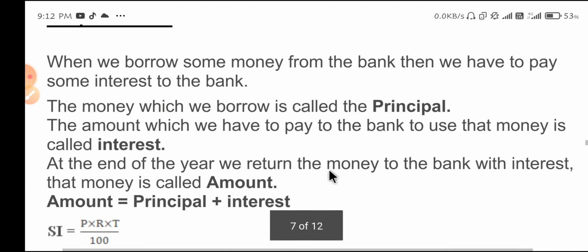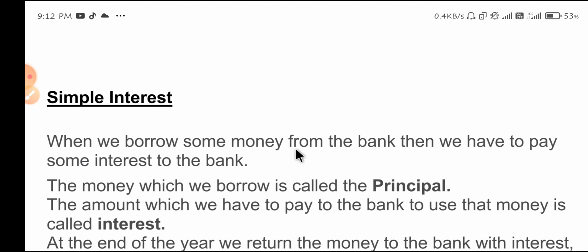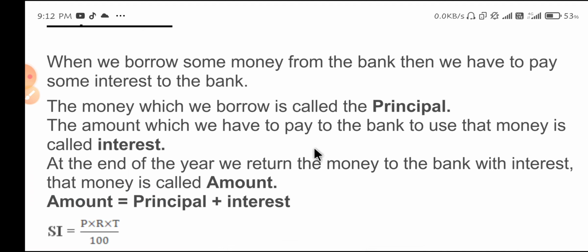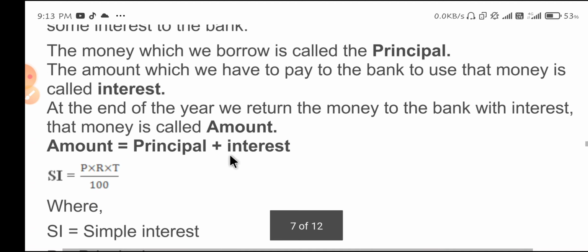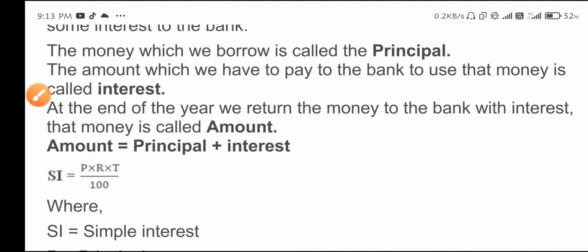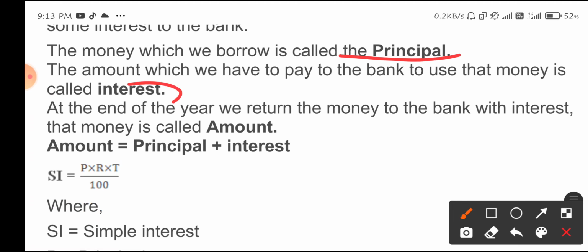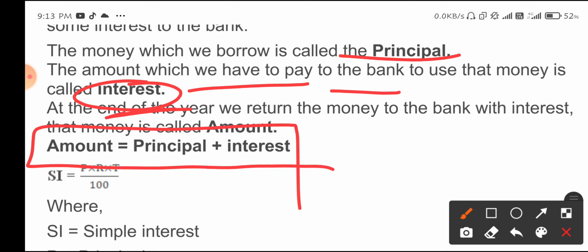Now simple interest. So when we borrow some money from the bank, we have to pay some interest to the bank. So the money which we borrow is called principal, and the amount which we have to pay extra money with that given money is known as interest. And at the end of the year we return the money to the bank with interest, and that money is known as अमाउंट. सो प्रिंसिपल क्या हो गया, हम बैंक से कितने पैसे लेते हैं उसे बोलते हैं प्रिंसिपल, और इंटरेस्ट आफ्टर हाउ मच वी हैव टू पे मनी, हमारे प्रिंसिपल के साथ हमें कितना मनी पे करना है उसके ऊपर, उसे बोलते हैं इंटरेस्ट, और अमाउंट इज इक्वल टू प्रिंसिपल प्लस इंटरेस्ट.